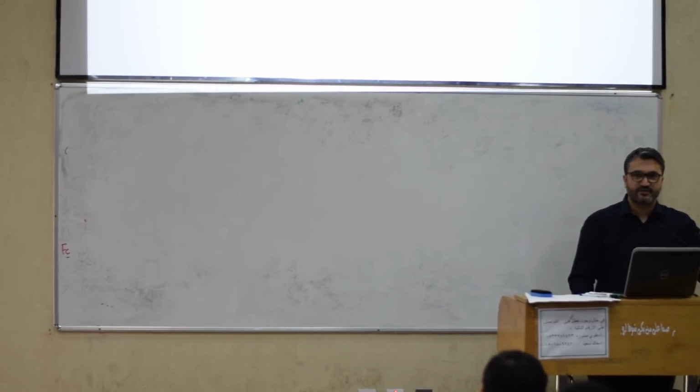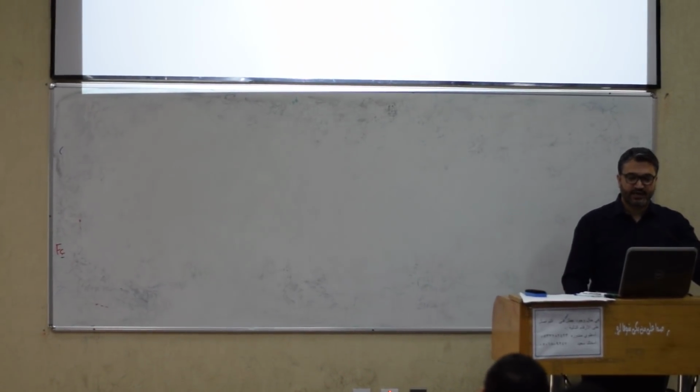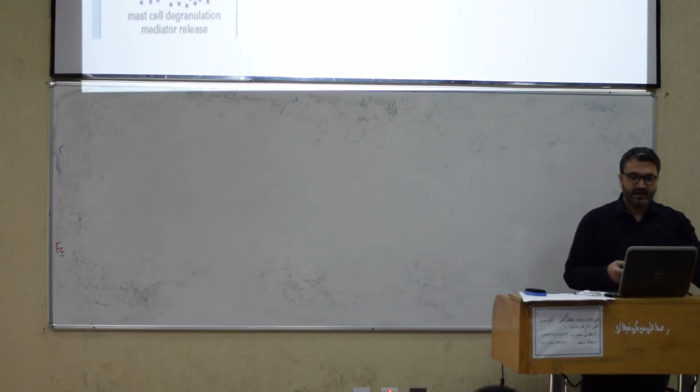More hypersensitivity. Yesterday we covered type 1 and type 4. Today I'm going to talk further about type 2 and type 3. Type 1, just as a reminder, according to Coombs and Gell classification, is IgE antibody mediated hypersensitivity, and that results in mast cell degranulation.